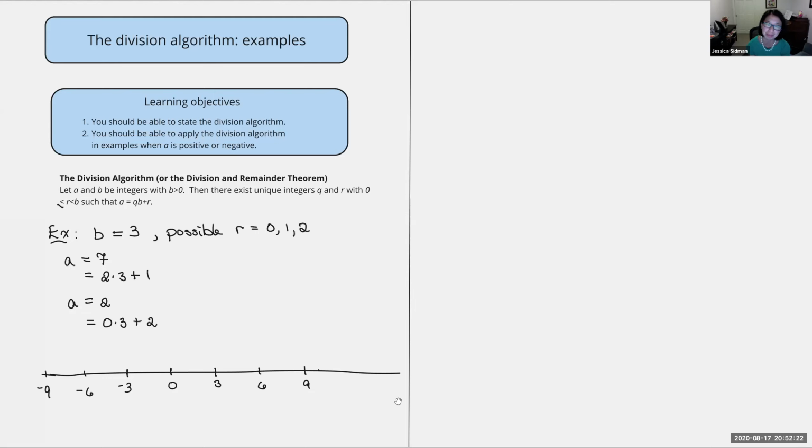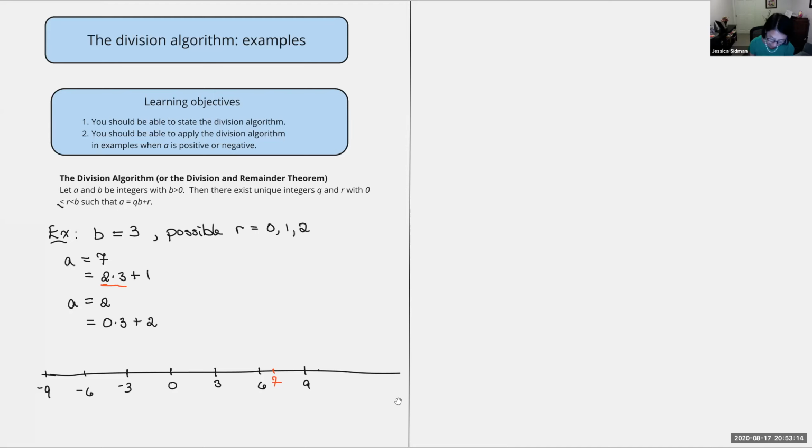Okay, so let's think about what I'm really doing when I'm trying to use the division algorithm when a equals 7. What I'm looking for, this QB part, is I really want to find the multiple of 3 on my number line that's closest to 7 and still on the left. And it just happens that here, 7 is over here, and 6 is the multiple of 3 closest to 7 and still on the left. And so that means that the next multiple of 3 is going to be bigger than my a, which is 7.